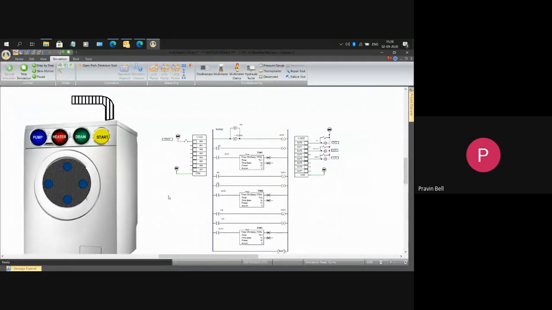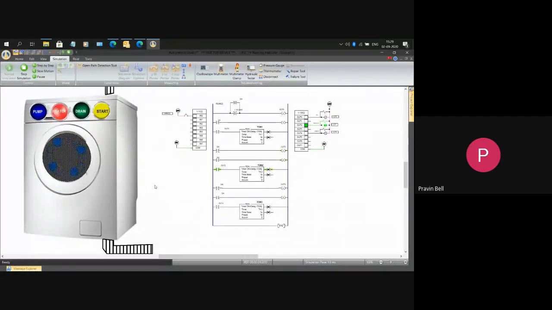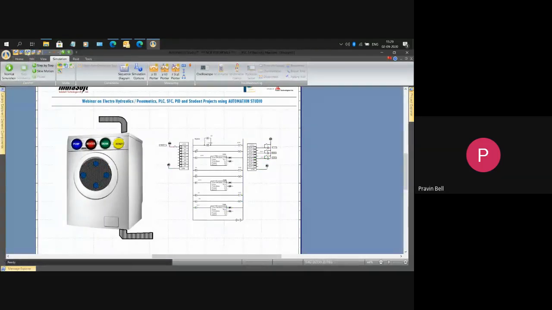Start the simulation. The PLC is controlling this 2D animation. In Automation Studio, you can create these 2D animations. So for 10 seconds, water is coming in. After 10 seconds, the machine will rotate. Then after 10 seconds, water will drain out of the system here. So such types of mechatronics practicals you can create.